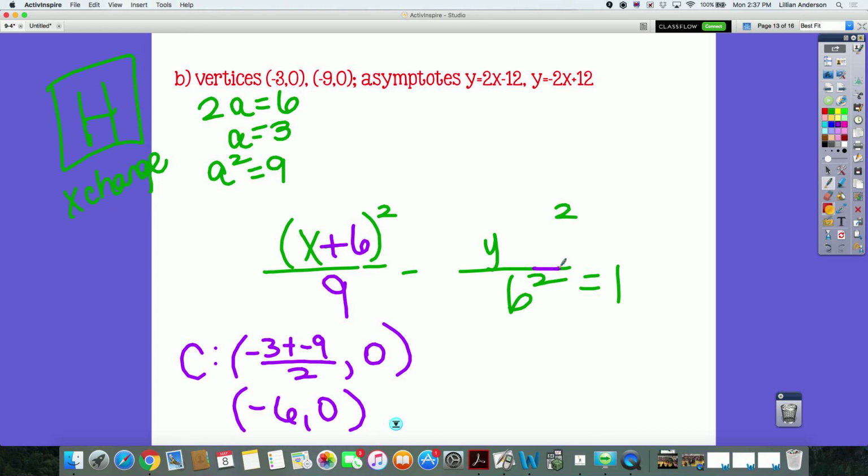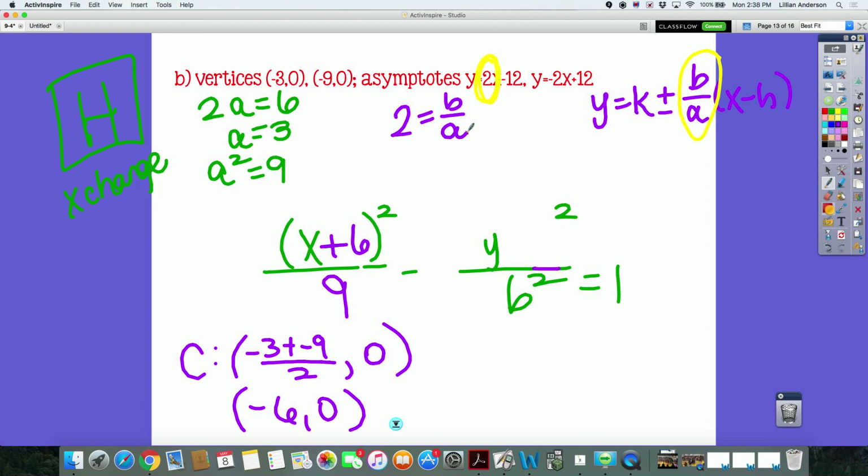Now we just need to figure out our b, or our b squared. Since we're given our asymptotes, and this is horizontal, we know that for horizontal, the equation for our asymptote is going to be k plus or minus b over a, x minus h. This b over a represents our slope. Our slope is going to be 2, or negative 2, really doesn't matter. So what I'm going to do is set up an equation that sets my slope equal to b over a. So 2 equals b over a. No matter whatever b is, whatever a is, when you divide it, should give me a positive 2 or a negative 2.